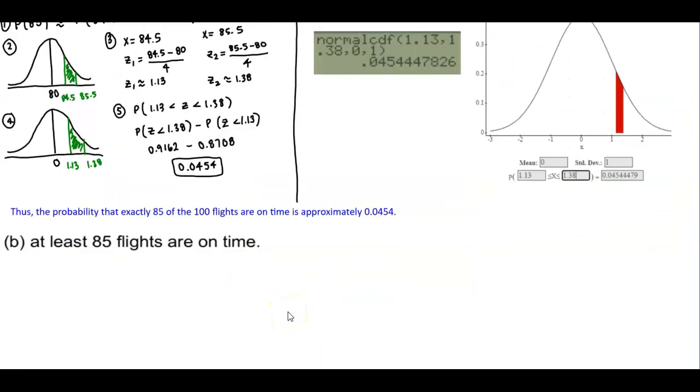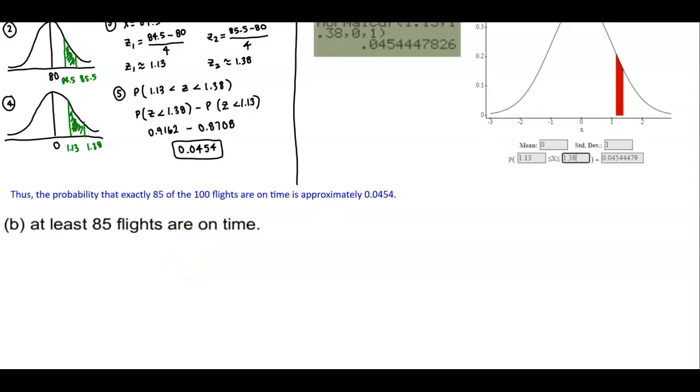Okay, the next example, we want to find the probability that at least 85 flights are on time. Whenever we talk about "at least," we know that we're dealing with greater than or equal to. So technically we're looking for the probability that x is greater than or equal to 85. So what we're looking for is approximately the probability that x is greater than 84.5.